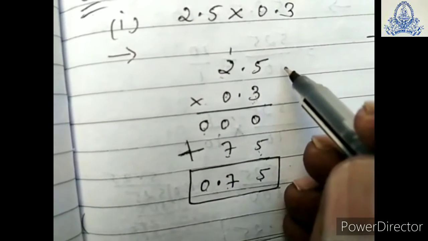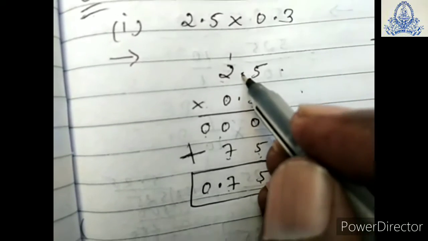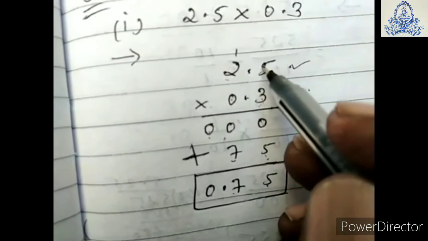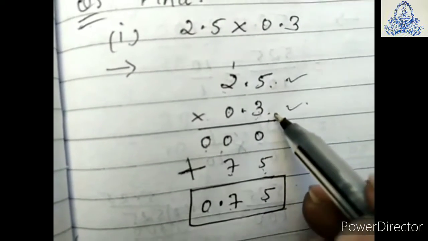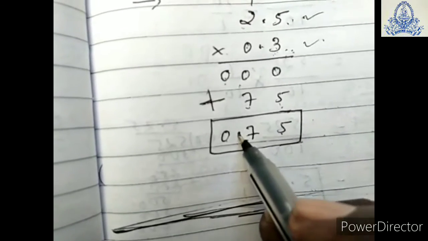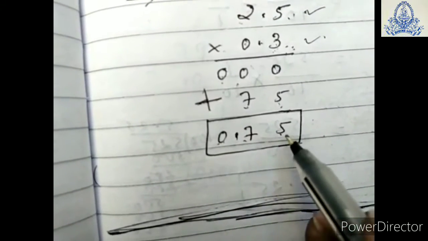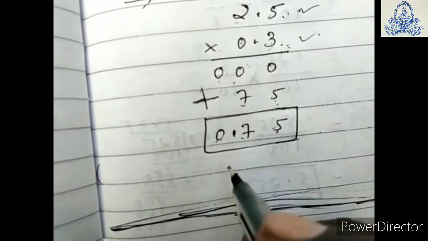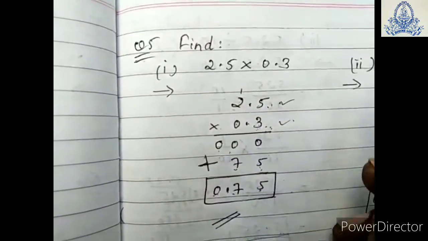But here in the decimal points we have one digit after the decimal point, and in the other number also one digit after the decimal point. That means in multiplication, when decimal points are there, we have to add the digits after them. 1 plus 1, two digits. So we have to put a decimal point before two digits of your answer. So before 7 and 5 we put a decimal point, and the final answer is 0.75.